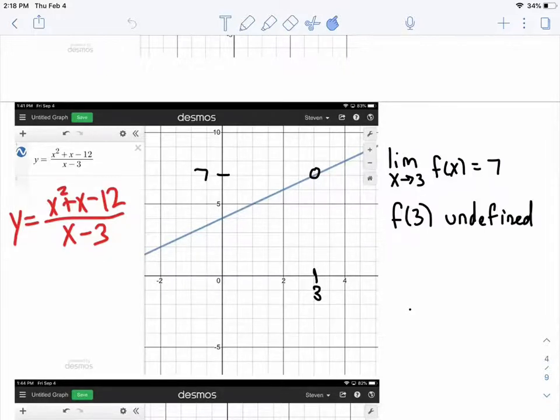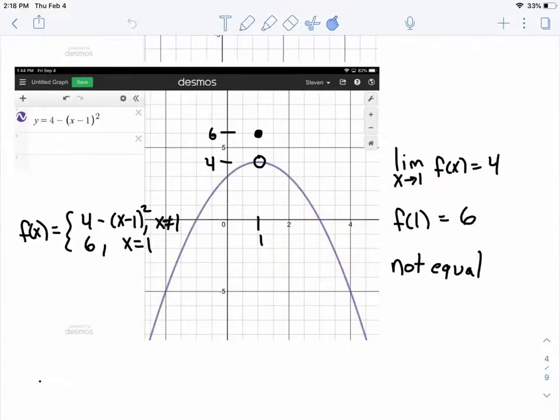Let's consider our third example now. In our third example, we're looking at a piecewise function, a function that's defined in pieces. The equation here is 4 minus the quantity x minus 1 squared, as long as x is not equal to 1, and 6 when x is equal to 1. So when I draw the graph, since the parabola shape isn't defined at x equals 1, when I come to the graph, I have to put in that open circle there. And then at x equals 1, it's equal to 6. That's why I've marked that up there.